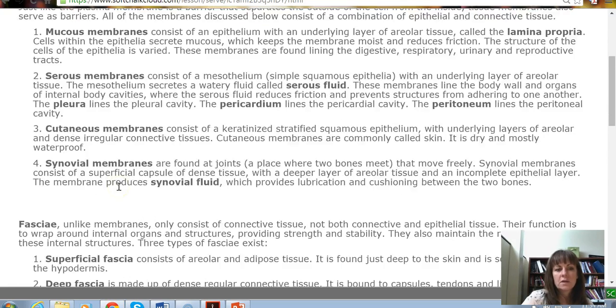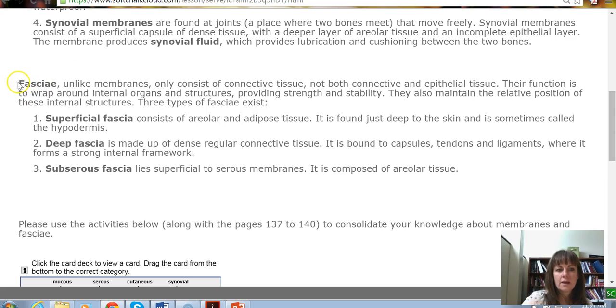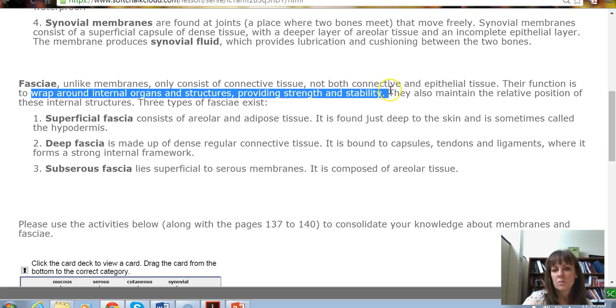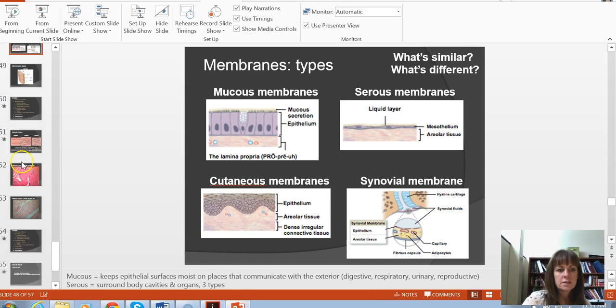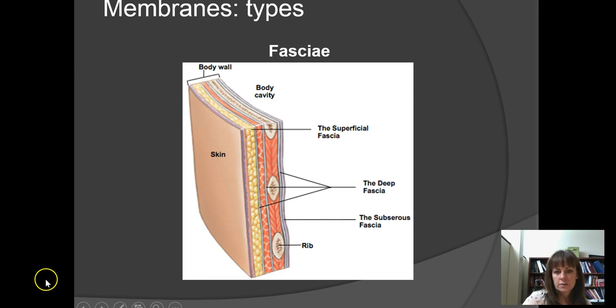So we've talked about membranes, but let's also talk about this thing called fascia. Unlike membranes, fascia only consists of connective tissue rather than connective and epithelial tissue. Their function is to wrap around internal organs and structures, and they provide strength and stability. Through that, they maintain the position of those internal structures. There are 3 different types of fascia, so let's look at this with this slide.